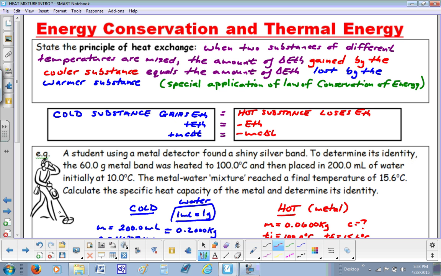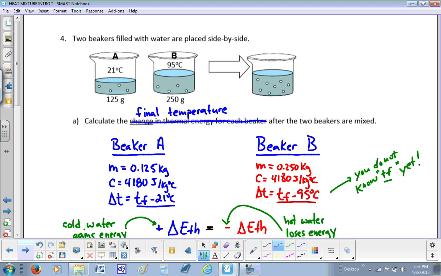And again, what's happening when you have two different substances mixed together? The cold substance gains thermal energy, the hot substance loses the thermal energy. We can calculate the amount gained and lost. It should be equal on either side. So let's look at another example here.